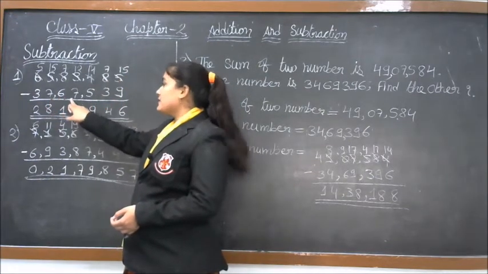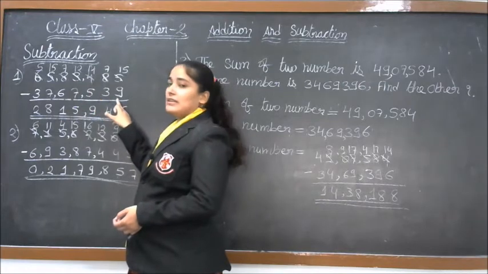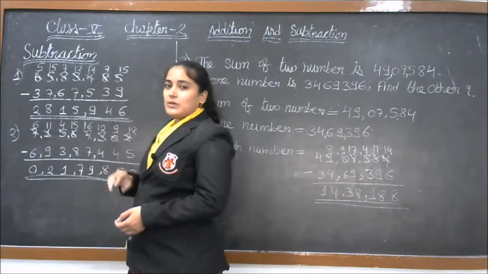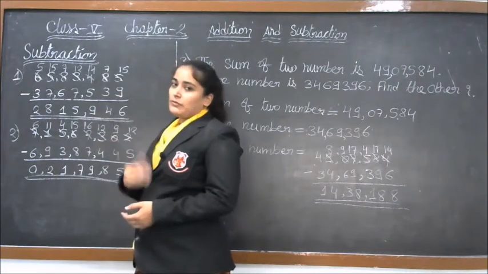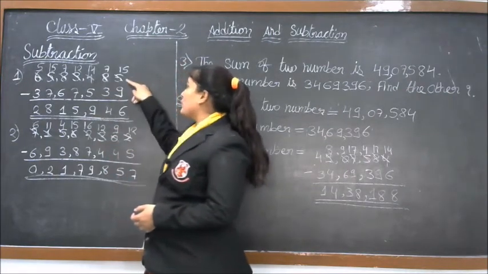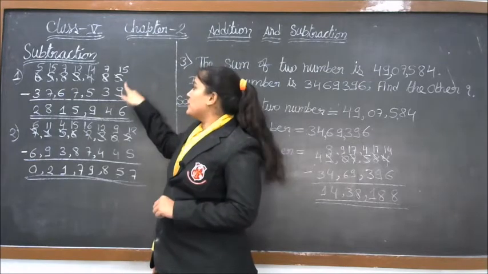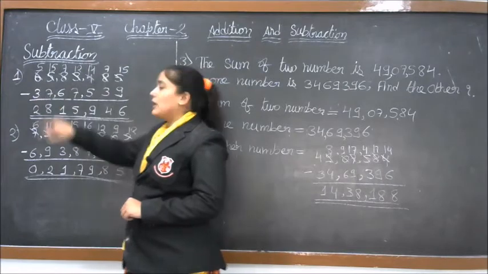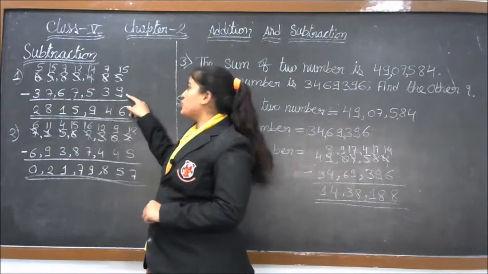37 lakh 67,539. We have to subtract this from this, means we have to subtract the smaller number from the greater number. So, we have to start from the ones position: ones, tens, hundreds, thousands, ten thousands, lakh, ten lakh. So, we start from the ones position here.